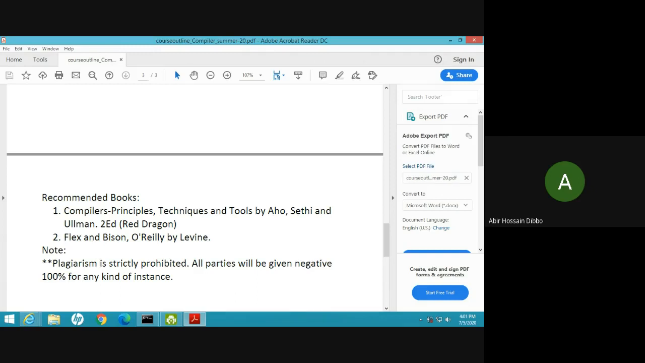The second book is actually for Lex and Yacc. Another name for Lex and Yacc is Flex and Bison, because Flex is the later, enhanced version of Lex. That's why it is called Flex. And Bison is the advanced version of Yacc. But actually, the working procedure of Lex or Flex and Yacc and Bison is almost the same. There is no big difference, at least at your level. So it does not matter whether you use Lex or Flex, or Yacc or Bison. But that book is also good. O'Reilly's books are very good. They are very renowned publishers, and it is written by Levine.